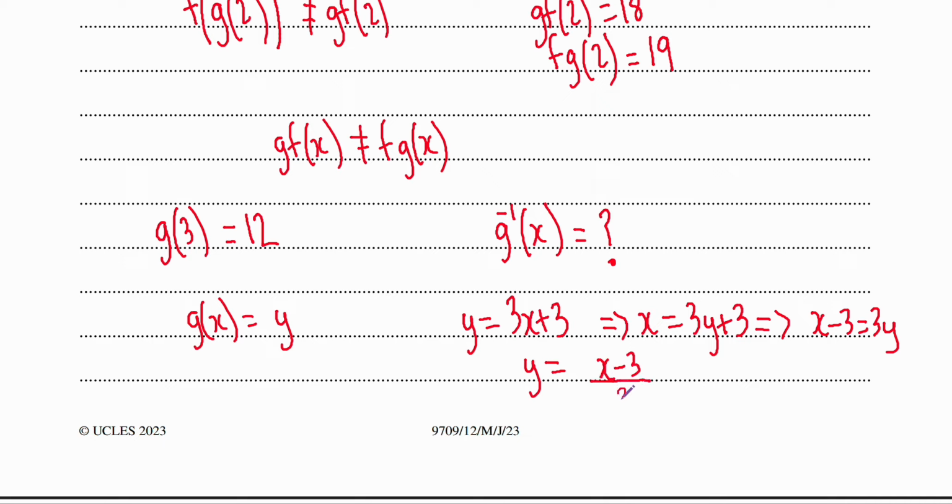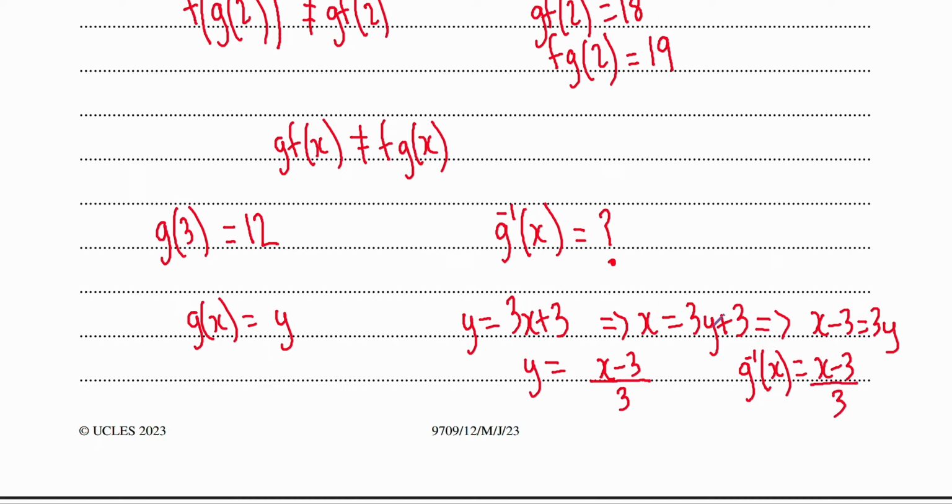And let's see if it works. So y, remember, is now g inverse of x. This is the first y, that's the g of x. We did that, and now we replaced y with x. So now this y is for the g inverse of x. So g inverse of x is equal to x minus 3 over 3.